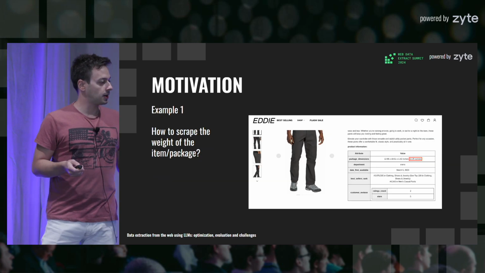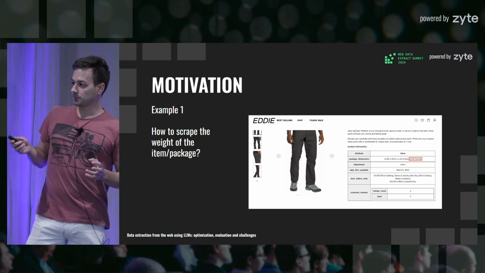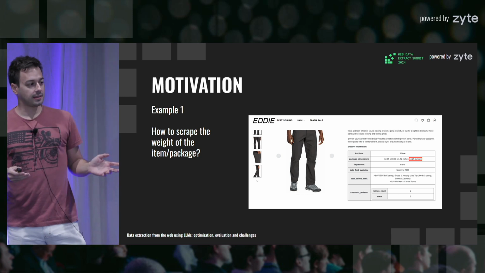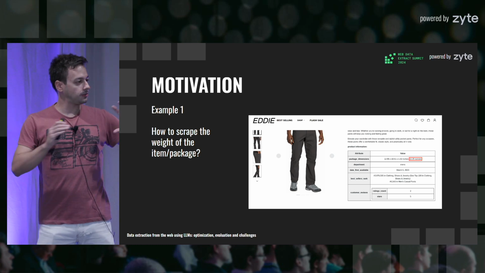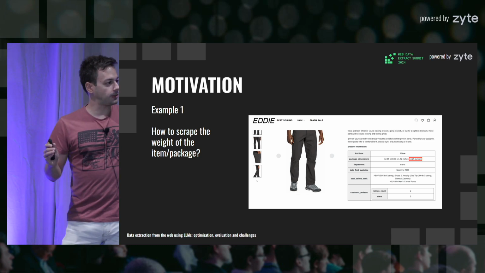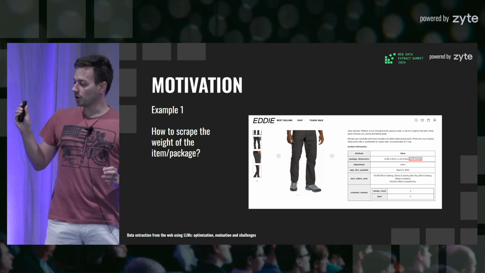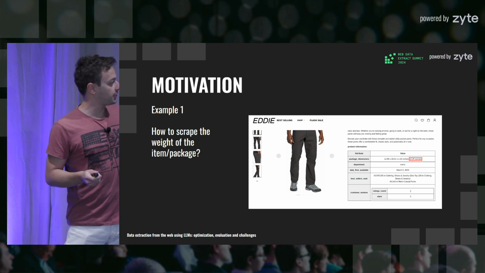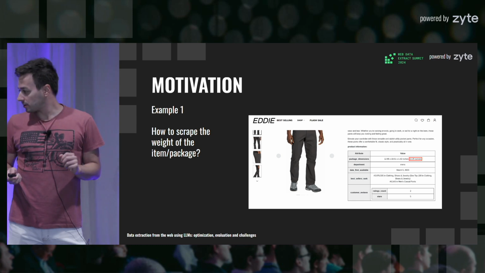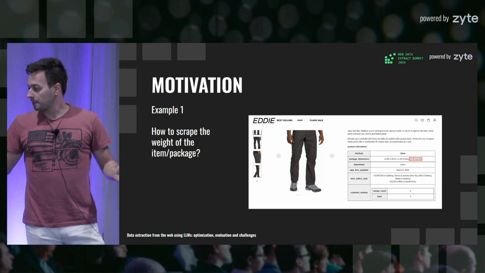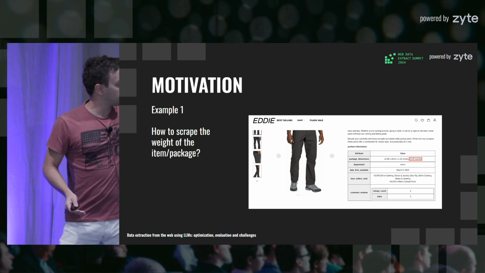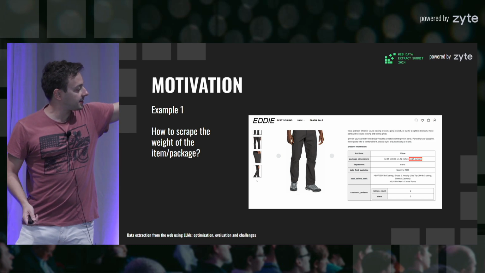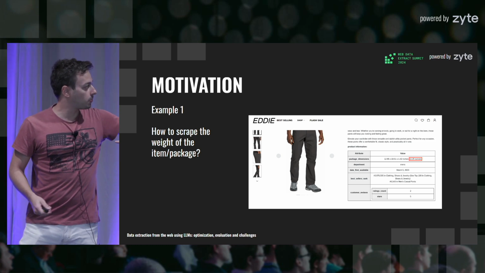Here's a page and an actual use case from a customer. This customer wanted to extract the weight of items from an array of a lot of different domains. In this particular example, it's just a table, and in the row of that table you can see package dimensions. But in the same row, you have some weight.